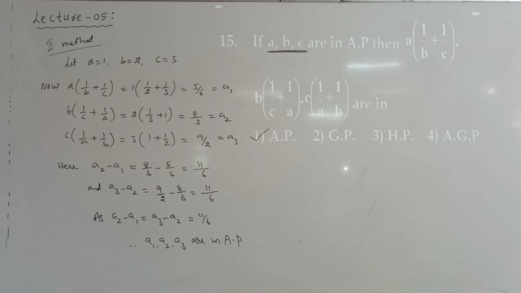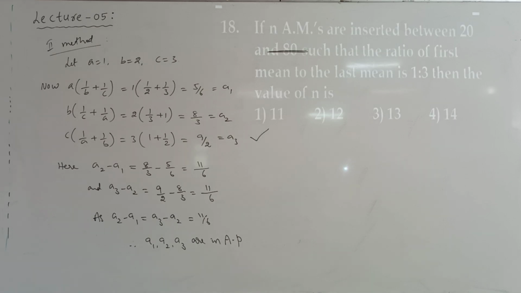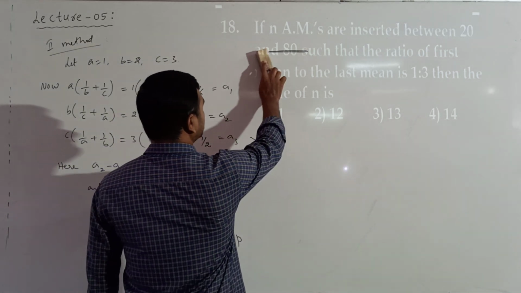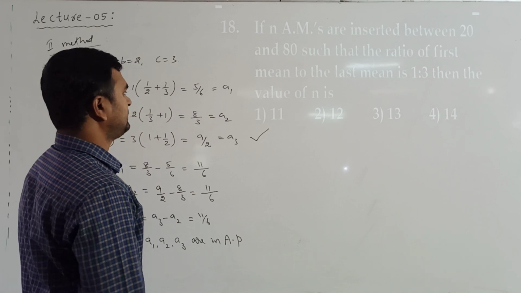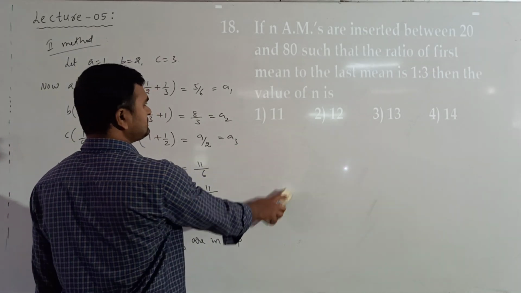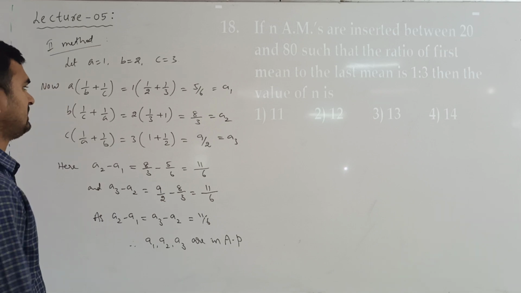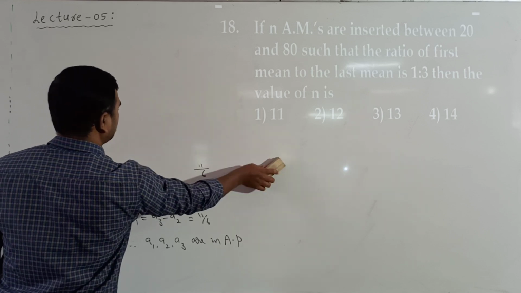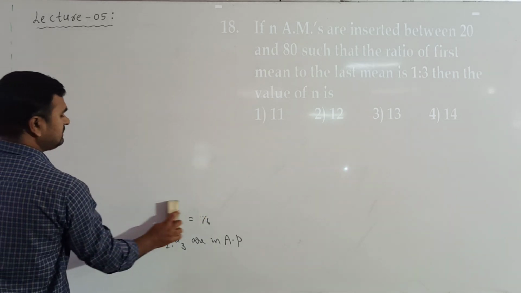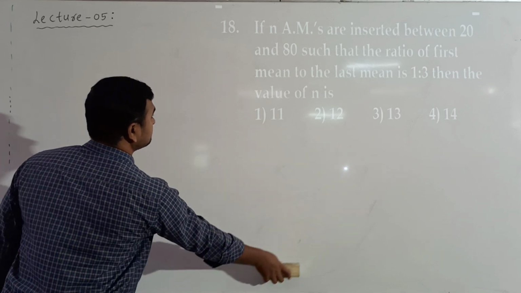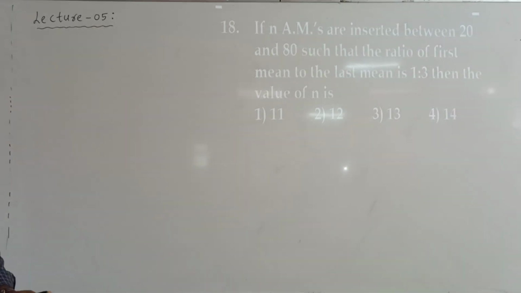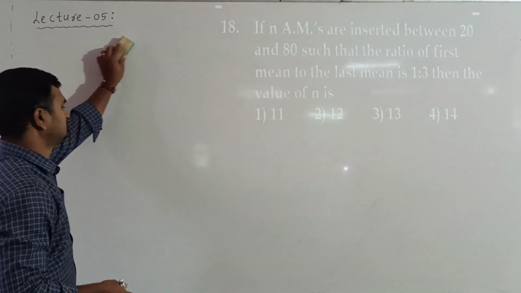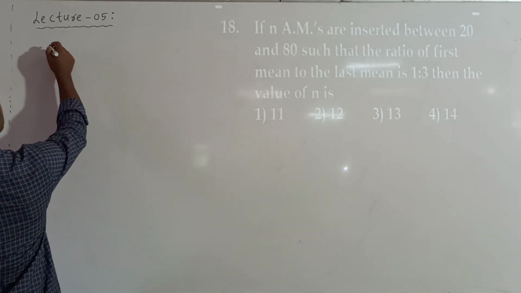Okay. Let us see the next question. If n AMs are inserted between 20 and 80 such that the ratio of first mean to the last mean is 1:3, then what is the value of n? So it is based on arithmetic means, in arithmetic progression.